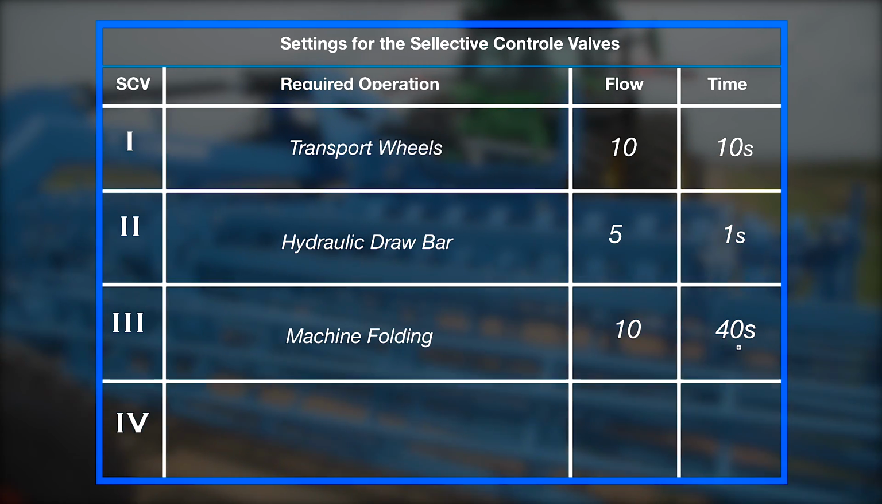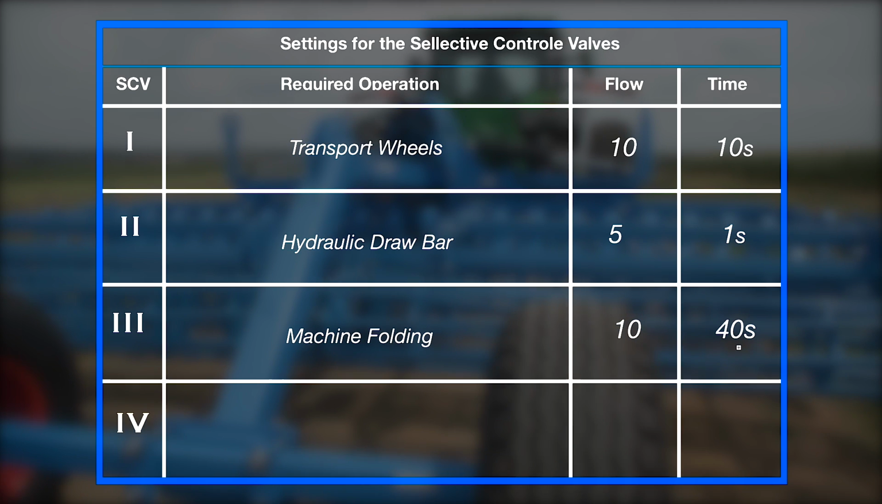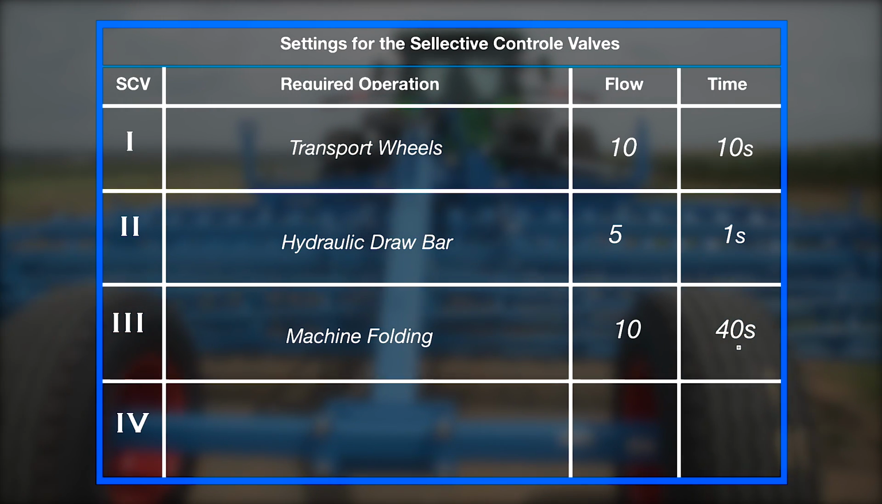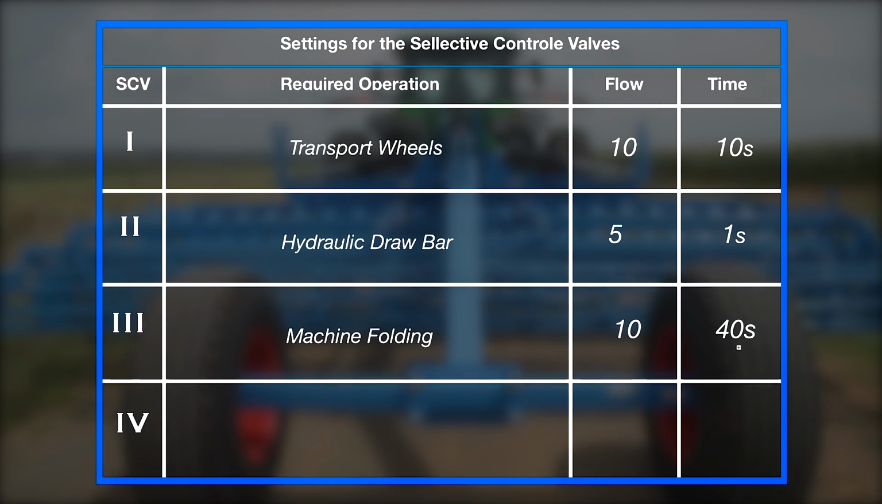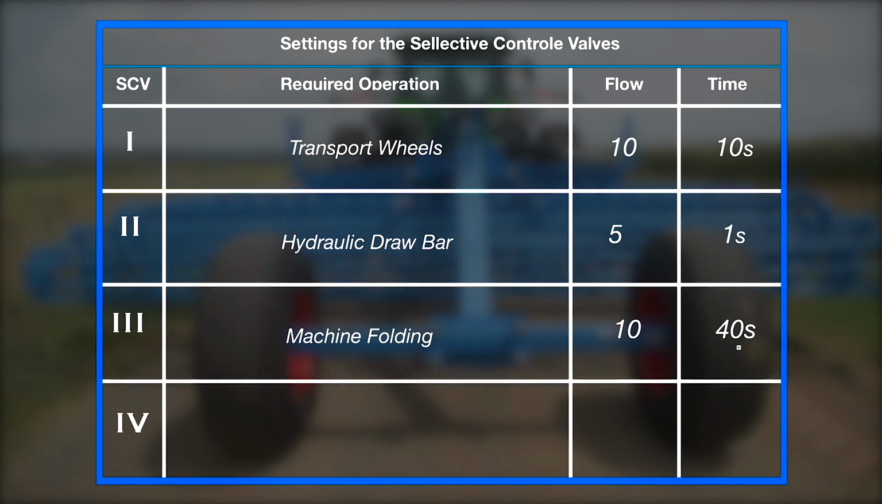The lifting of the transport wheels has been inserted into selective control valve 1. The hydraulic cylinder on top of drawbar for selection of front depth has been set on selective control valve 2. Folding of the wings has been set on selective control valve 3.